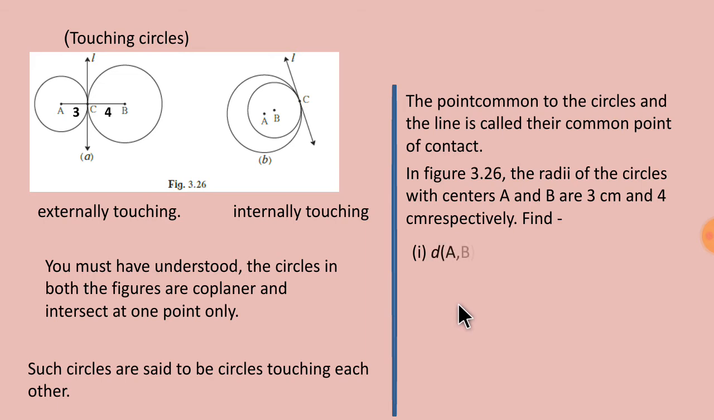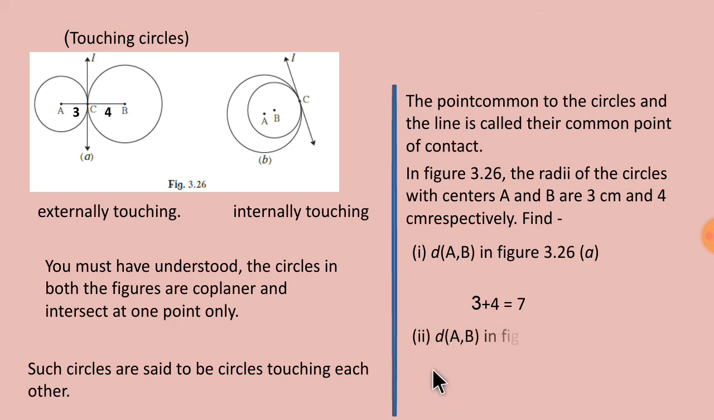Question number first, distance AB in figure 3.26a. With the help of this diagram we have to find out the distance between point A and B. Means distance between their centers. तर ह्या दोन वर्तुळाच्या केंद्रामधील अंतर काढण्यासाठी we can commonly say that adding the two radii we get the distance between their centers. तर ह्या दोन्ही त्रिज्यांची आपल्याला बेरीज करावी लागेल. Therefore we can say that 3 plus 4 is equal to 7. Therefore distance AB is equal to 7.